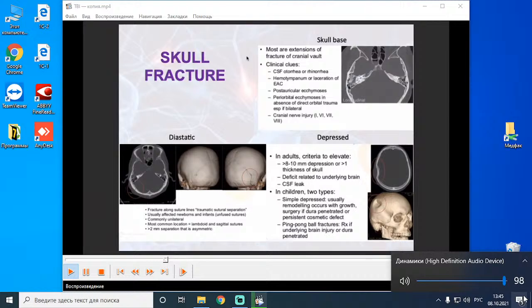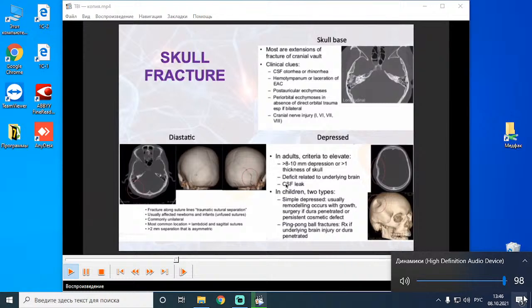Depressed skull fracture. In adults, the criteria to elevate are more than 8 to 10 millimeters of depression or more than 1 thickness of the skull. Here you can see depression of the skull. Deficit related to underlying brain.